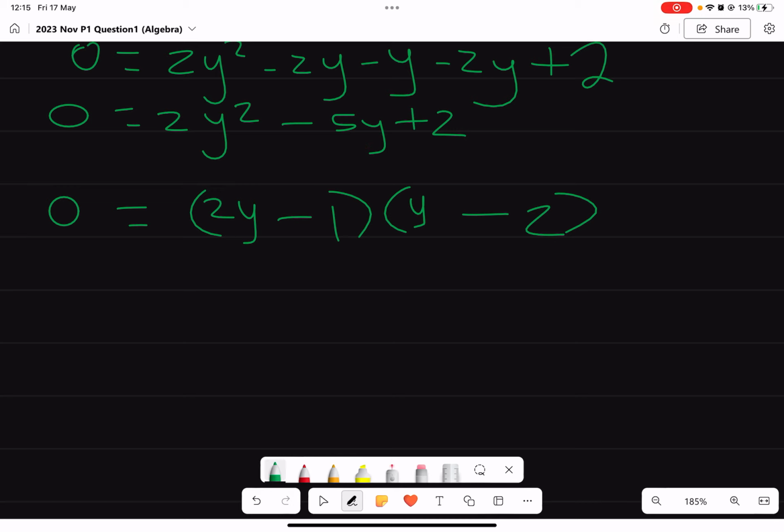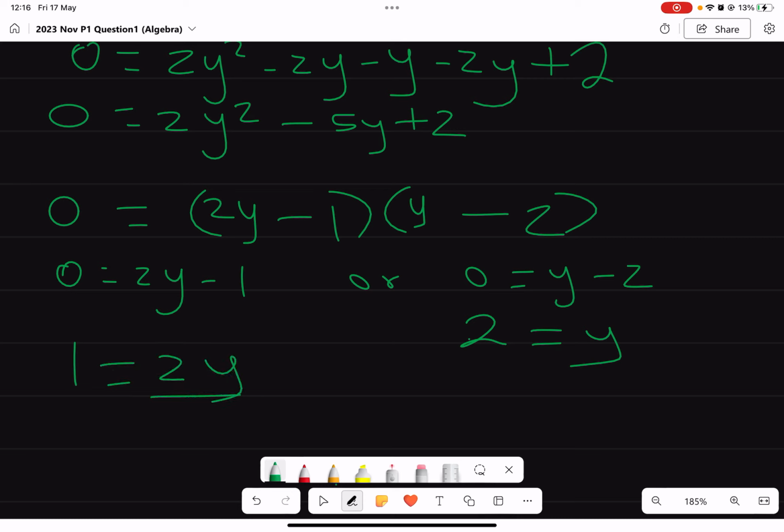Now that we know that, we can use the zero product principle. You're going to say 0 equals 2y minus 1, or 0 equals y minus 2. Then here you can see it's easy. We can move the minus 2 to the other side. So it becomes positive 2 equals y. Then this side, we're going to move the minus 1 that side. So we have positive 1 equals 2y. Then divide everything by 2. Therefore, you can see that y equals half, or y equals 2.